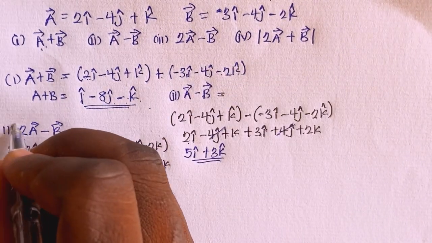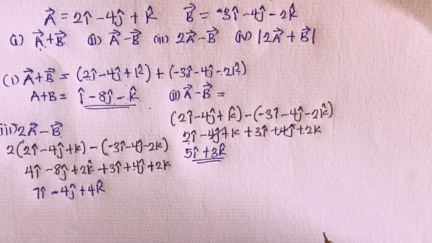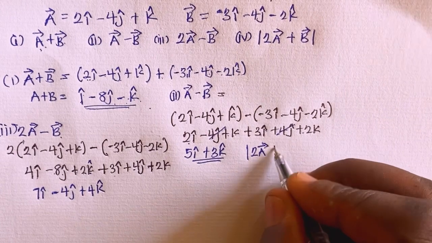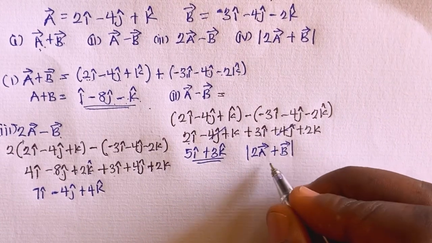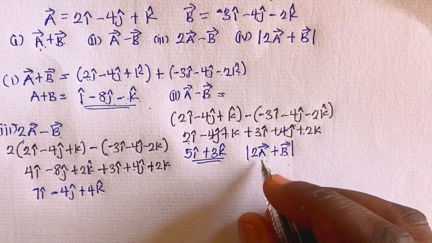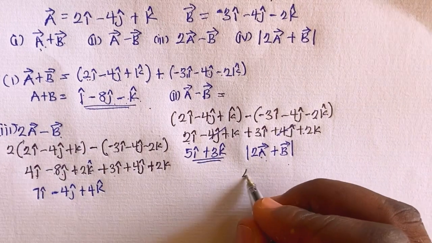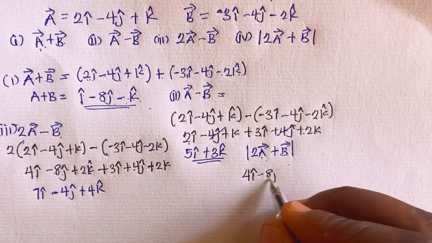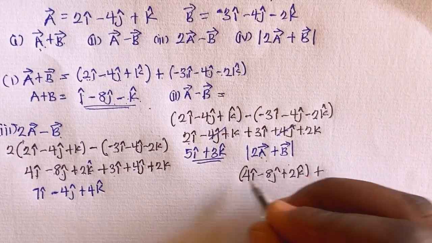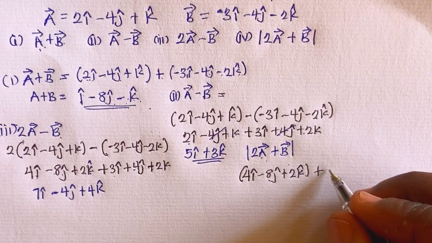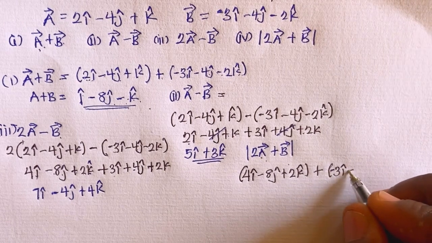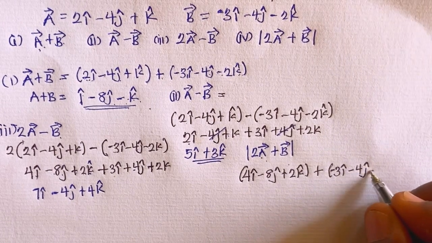So that's it about question 3. Now let's move to the last aspect, which is question 4. I'm asked to find the magnitude of 2a plus b. What happens here is that I'm having 2a, and my 2a is taken to be 4i minus 8j plus 2k. Then plus, into brackets, my vector b, which is minus 3i, then minus 4j and also minus 2k.